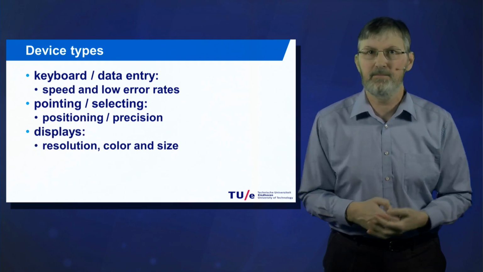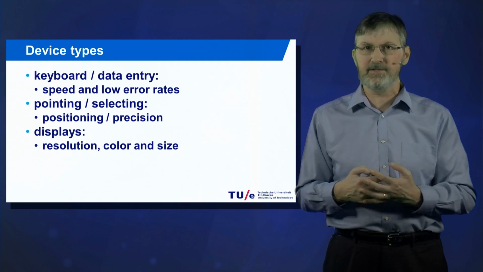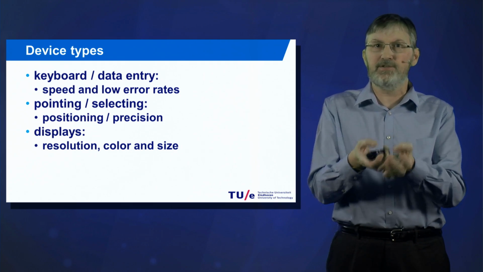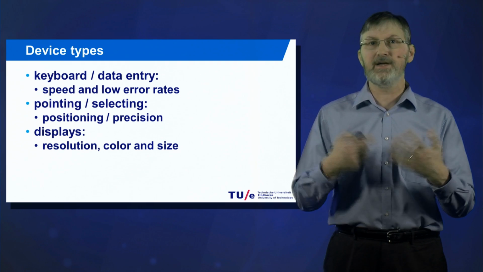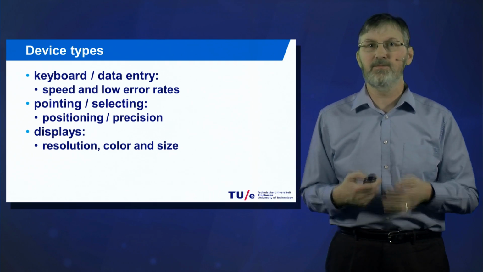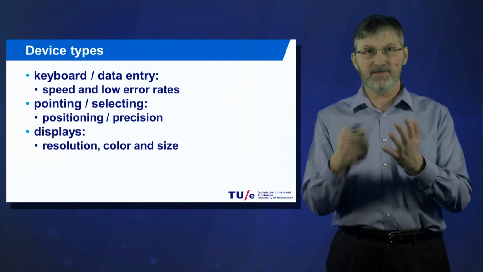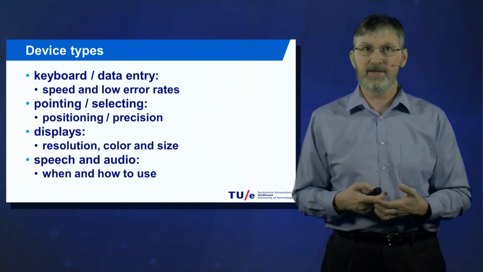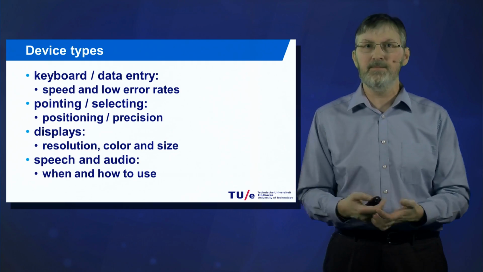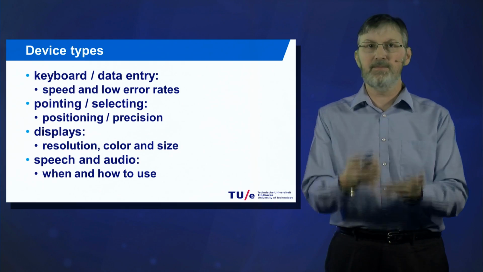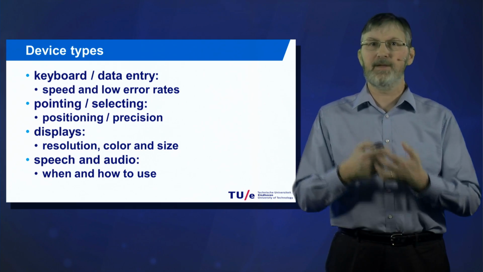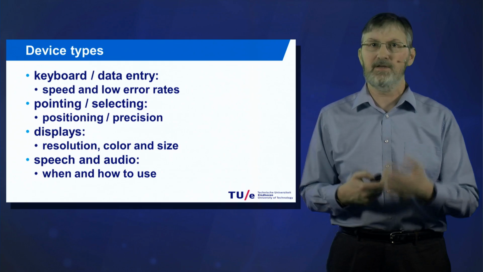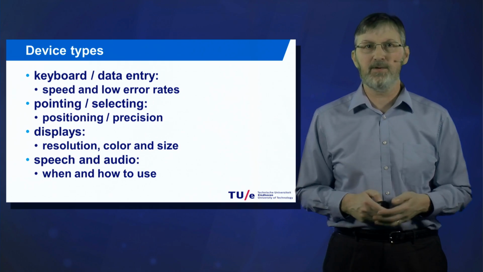Displays, right, are the main way in which computers can tell us things, and important aspects are resolution, how much can be shown on the screen, but also size. Right? On a large screen, you can show more stuff than on a small screen. And there are issues of the colors that a screen can show. But finally, there is also speech and audio. For some types of interaction, keyboards, pointing devices and displays are not suitable, and then we can actually make use of sounds and of speech input and output. Let's briefly look at each of them.